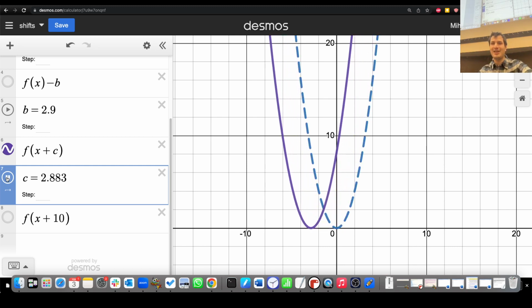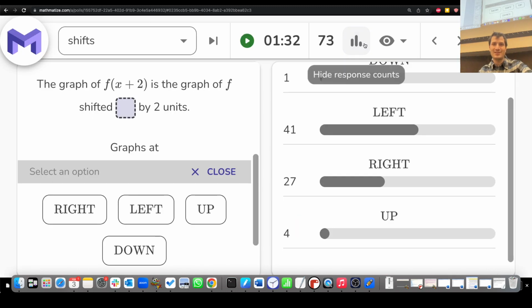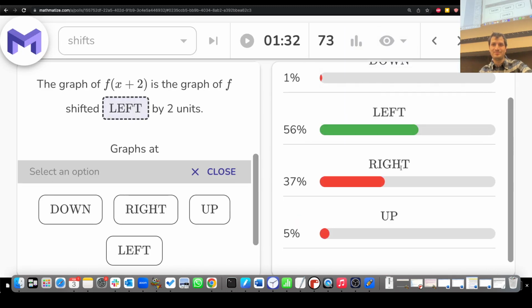Oh, okay. So it was left. It goes to the left. So how many people got it right? Like 60%? 56% to 37%. The correct answer is left.